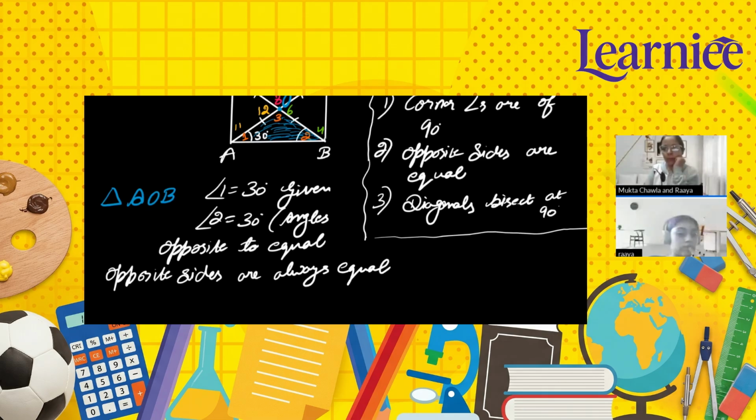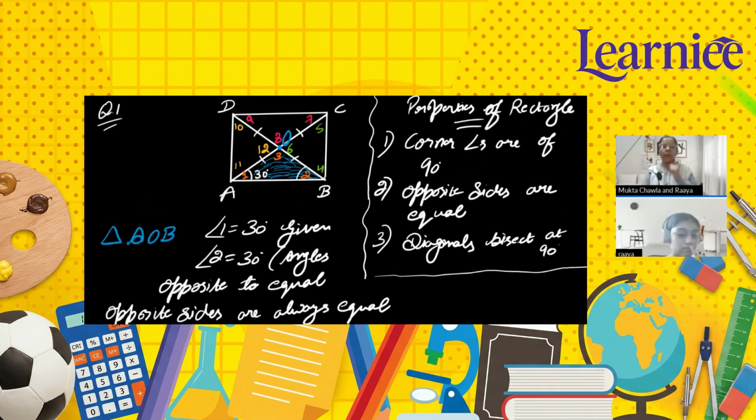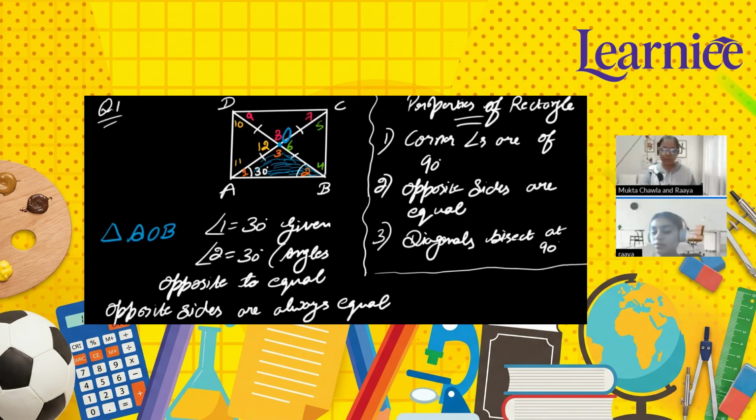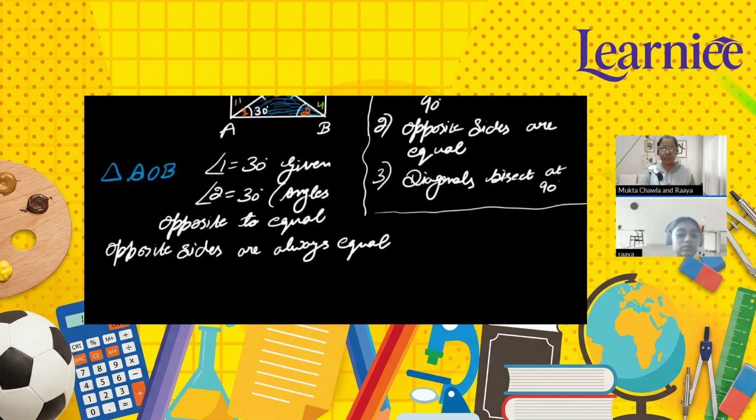I'm scrolling back again. See, we got one angle, two angle. We'll now use the angle sum property. All the angles of a triangle should add up to 180. So we'll take 3 as x and do 30 plus 30 plus x equals 180, and then we'll solve it. Yes, very good.